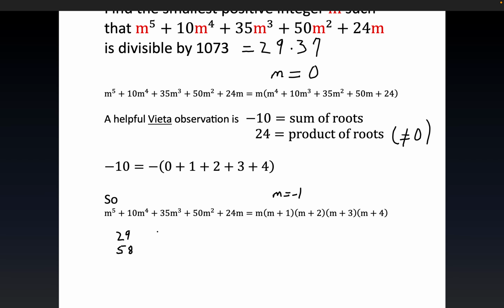Okay, and let's see, the next multiple of 29 would be 87. Just adding 29 at a time. Okay, right here, what do we get? If you add 37 to that, what do we get? 111. 3 times 37 is 111.